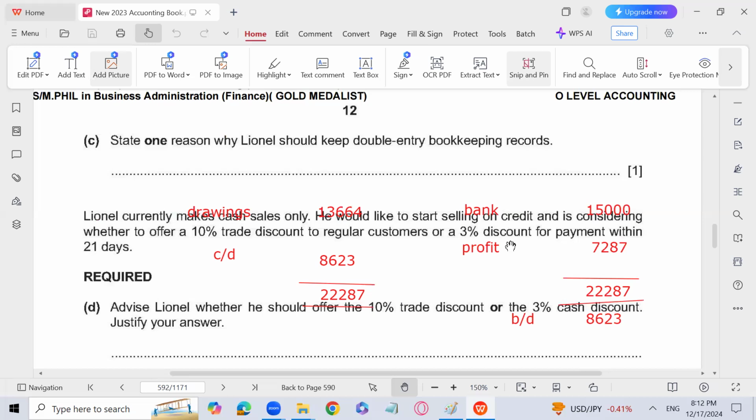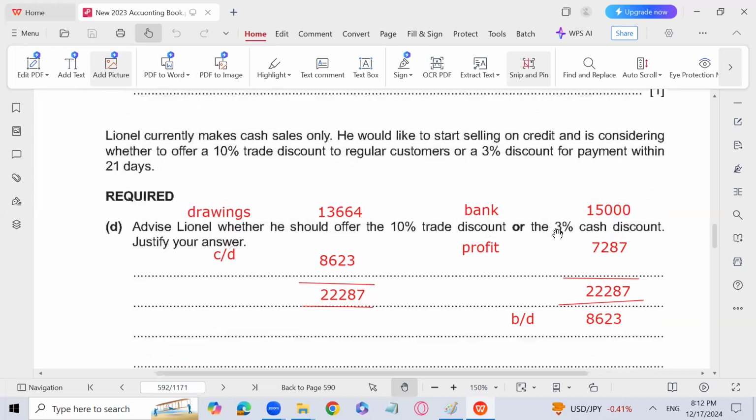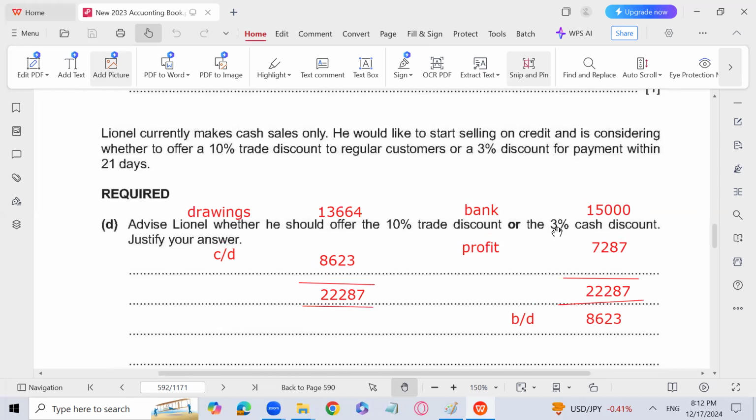He wanted to evaluate the performance of the business. He wanted to compare his business with other businesses because they are maintaining double entry bookkeeping, to extract a trial balance, to maintain proper books of accounts. Lionel currently makes cash sales only. He would like to start selling on credit and is considering whether to offer a 10% trade discount to regular customers or a 3% discount for payment within 21 days.